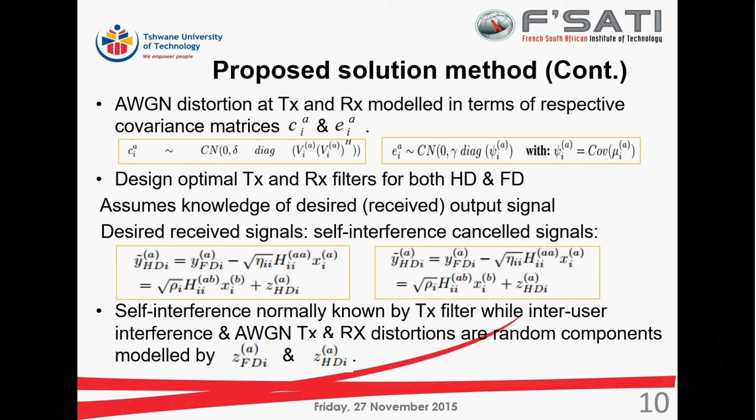But when it comes to AWGN, as well as transmit and receive distortions, and the inter-user interference, this is very unpredictable and non-deterministic in nature. It's stochastic, random, and therefore very often difficult to take care of completely. But what we do normally is to minimize it. So it is modeled as ZFDIA for the full duplex links and ZHDIA for the half duplex links.